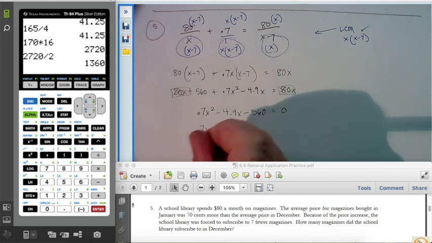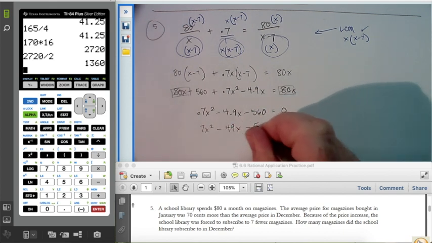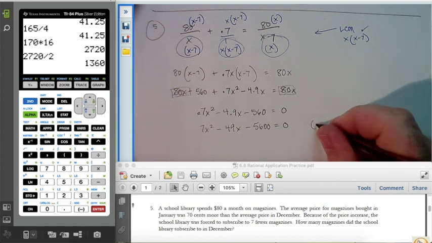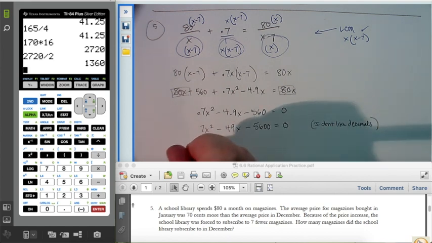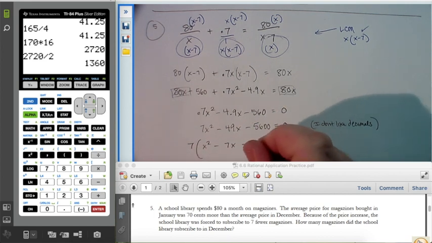But y'all, I don't like dealing with the decimals, so I'm just going to multiply both sides of the equation by 10 to kill that decimal. I don't like decimals. So multiplying everything by 10, you end up with 7x squared minus 49x minus 5600.